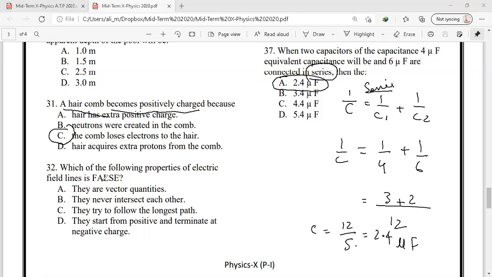Question number 32. Which of the following statements is false about the electric field lines? These electric field lines never intersect each other, and they start from the positive charge and terminate into the negative charge. This is also correct. They are vector quantities because they have a particular direction, that is from positive to negative charge. The option that says they try to follow the longest path is the false statement about the electric field lines. So the correct option is option C.